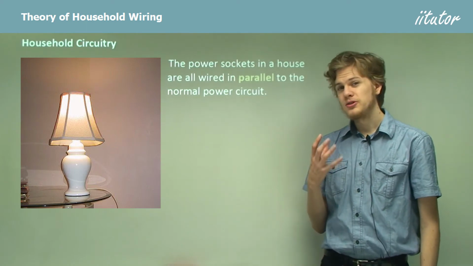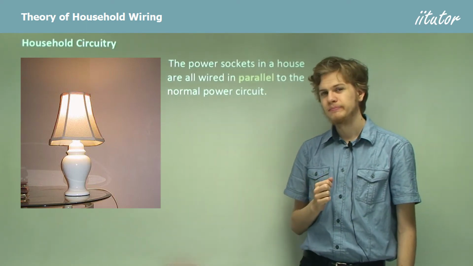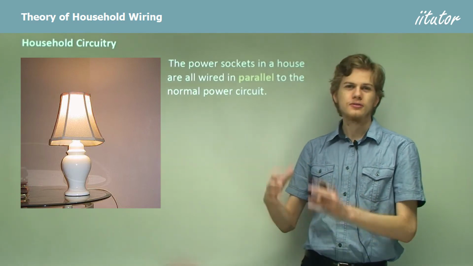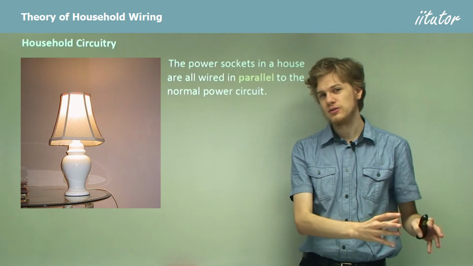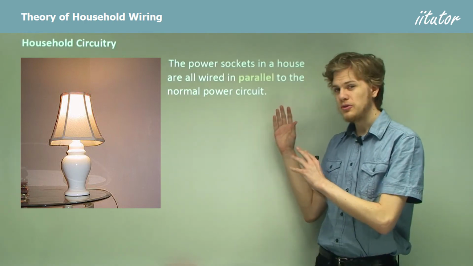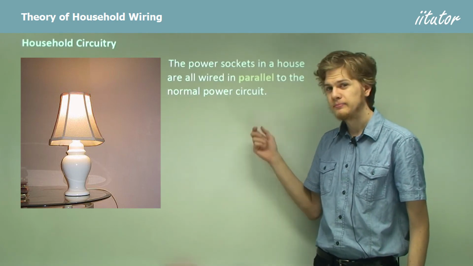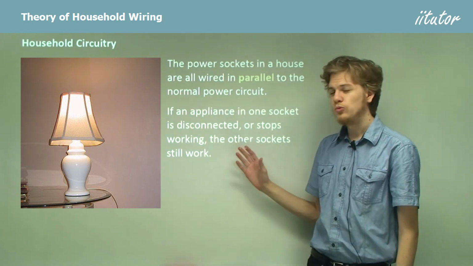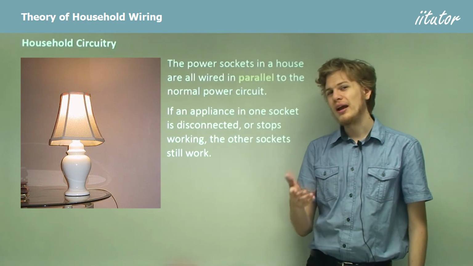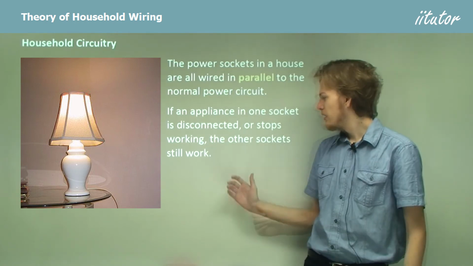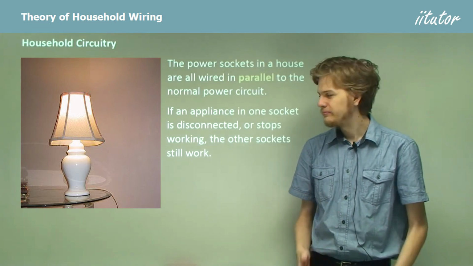Now, the power sockets in a house are all wired in parallel to the normal power circuit. So out of those three power circuits, the power circuit, the lighting circuit, and the high-powered device circuit, the power sockets are all wired in parallel to the first of those three. So if an appliance in one of the sockets is disconnected, so if not everything is plugged in, then the other sockets will still work because they're all wired in parallel.